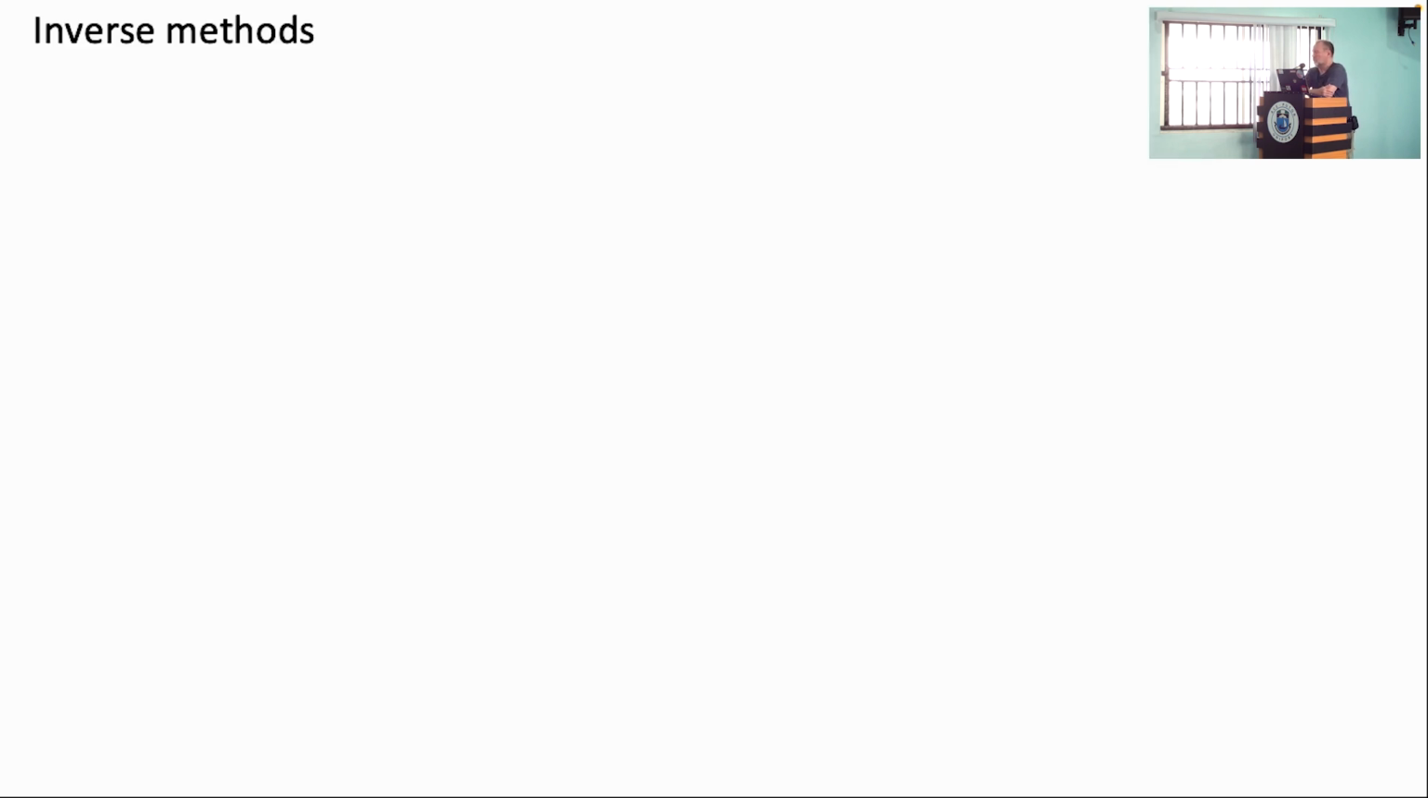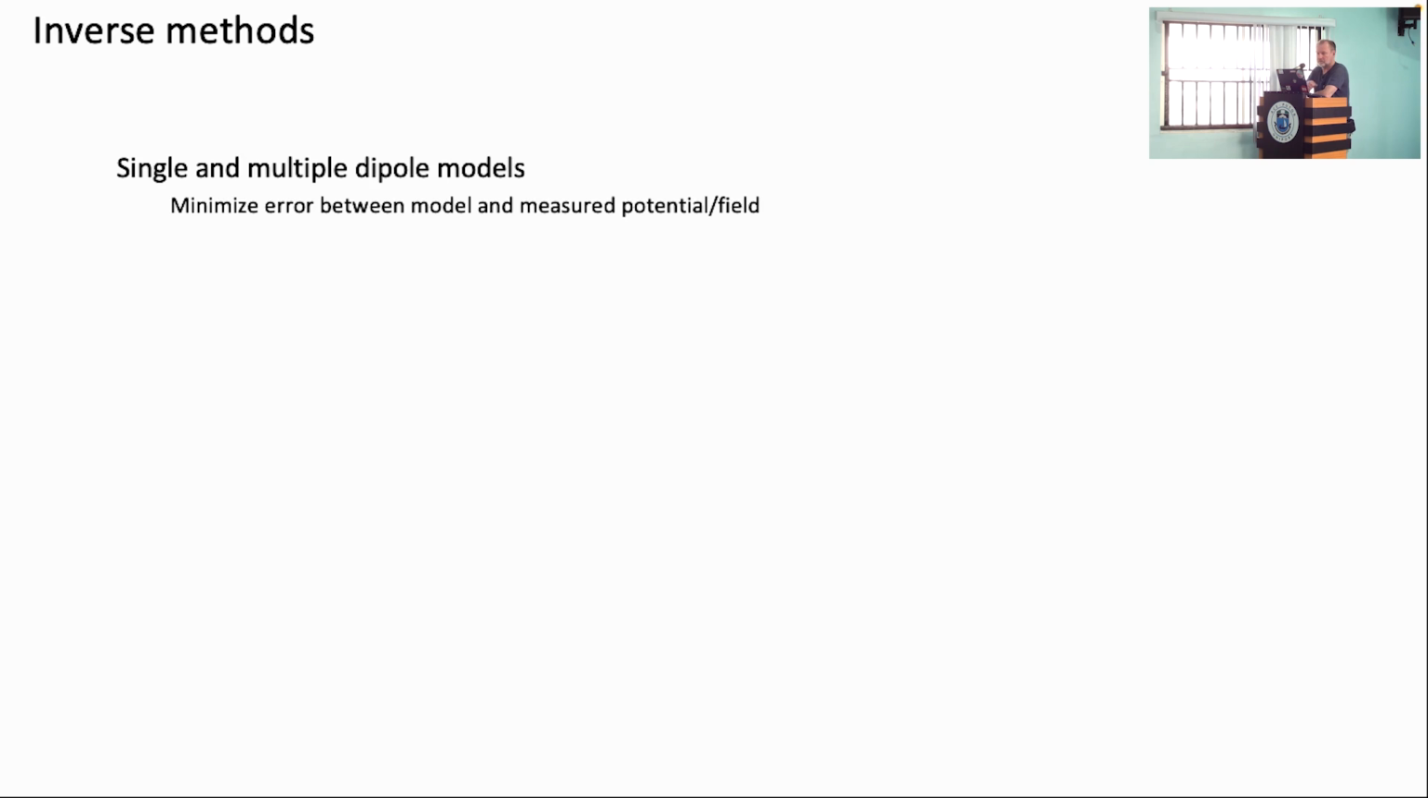There's a number of inverse methods that we're using. And the ones that were initially introduced and that are nowadays still used, especially for focal epilepsy, are single and multiple dipole models. And the idea with single and multiple dipole models is that we take these equivalent current dipoles, we compute the potential distribution that we expect, and then we change the parameters such that the error between the model and the measured potential is as small as possible. And I will explain these in more detail.